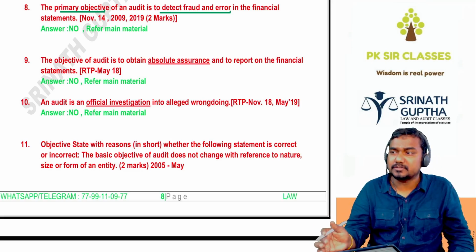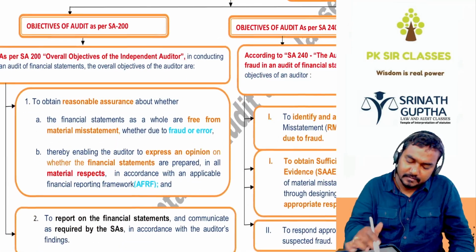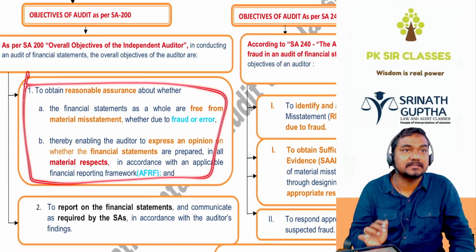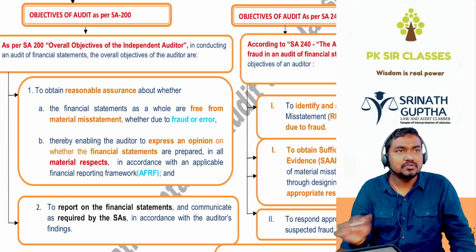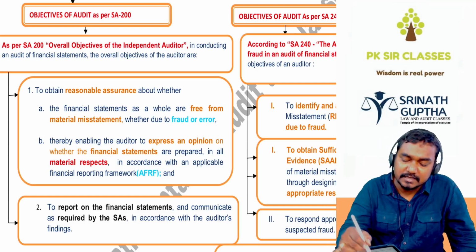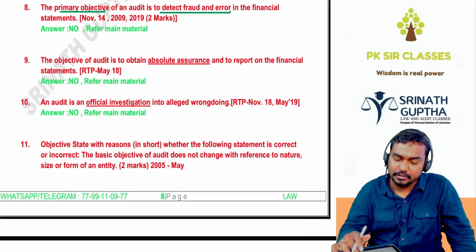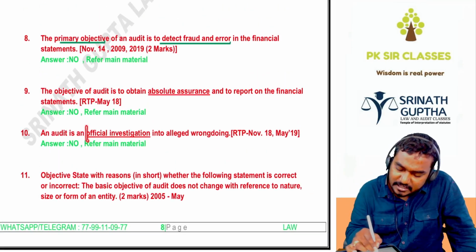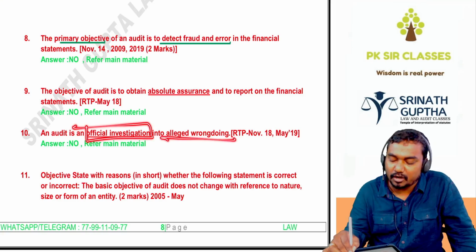If he's asking for 4 marks, no, you should write the whole thing. Beta, ये पूरा लिखना है बेटा. If he's asking for 1 mark, 2 marks only, so you have to explain. The auditor is supposed to give only reasonable assurance, but not absolute assurance. In case of investigation, we will give absolute assurance. So auditing is not the official investigation into alleged wrongdoing.